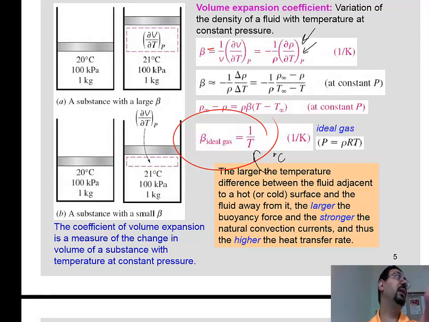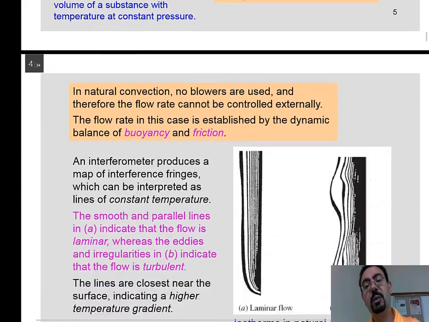That beta is basically very important for the Rayleigh number calculation. That is the reason why the fluid will go up when it gets hotter, because its density becomes really different when it gets hotter, and that creates the buoyancy force.